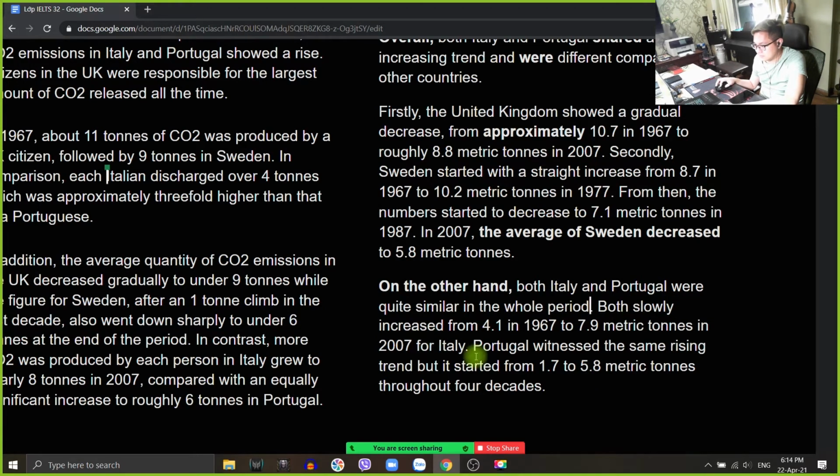Both slowly increase from... Okay. Wait. Both of them increase from 4.1 to 7.9. But at the end it says only Italy? It doesn't make sense because here you say both of them and now you say it's only for Italy. I don't understand. Maybe change the full stop after Italy and replace it with and Portugal witnessed the same rising trend. I don't understand. Like both countries increase.